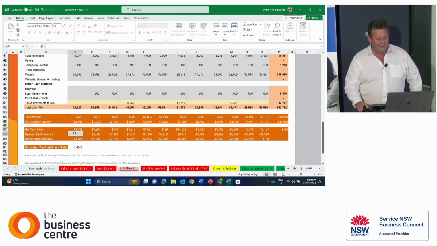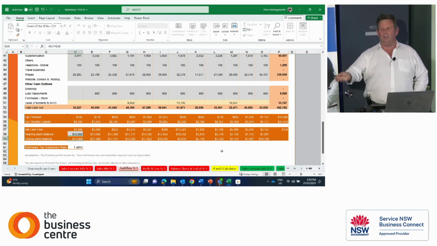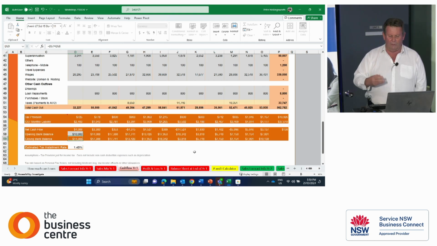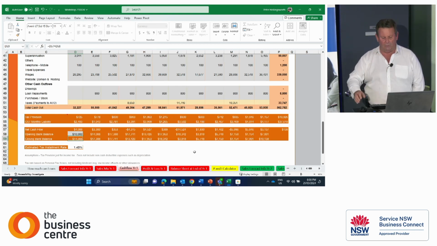We might need to put in some money ourselves into the bank account. Let's put in $10,000 of capital, and we'll be able to see now that we remain in positive territory all year. So we need to put in some seed capital, a float into our bank account, if you like, to make sure that we've got enough money in there to cover all those negative cash flow months as and when they fall due.